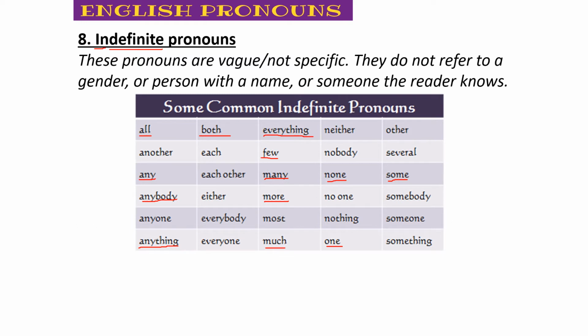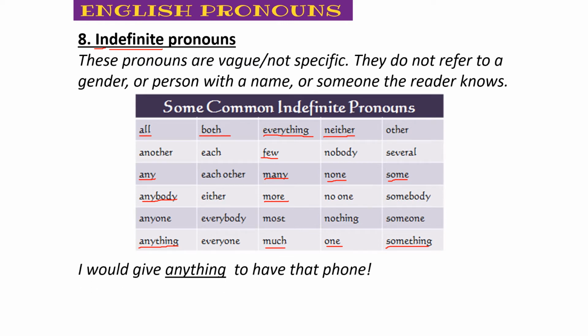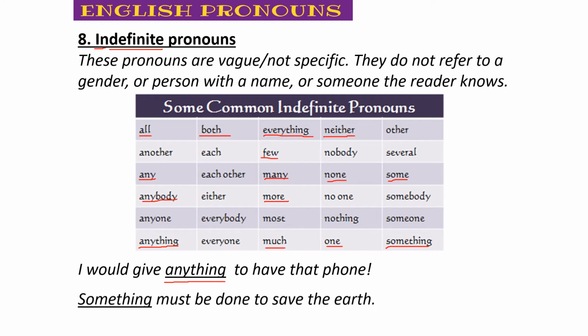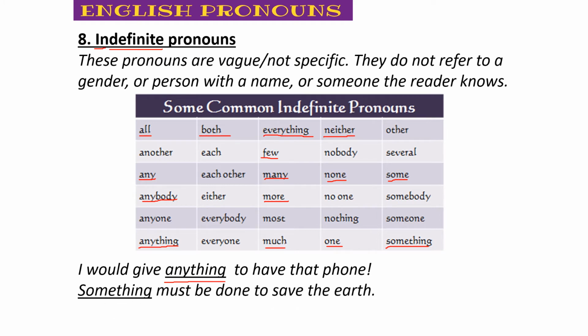Neither. Something. These are all indefinite pronouns. So they're used like this. I would give anything to have that phone. You're not really sure what that anything is, but you know what you mean there. It's not replacing something specific, but it is still replacing something, right? So that's an indefinite pronoun. Something must be done to save the earth, right? You've got to make a plan, but you don't know what that plan is. You don't know what that solution is, so it's something. So that's an indefinite pronoun.